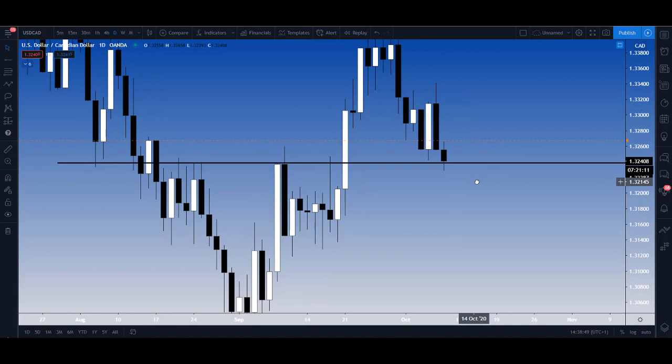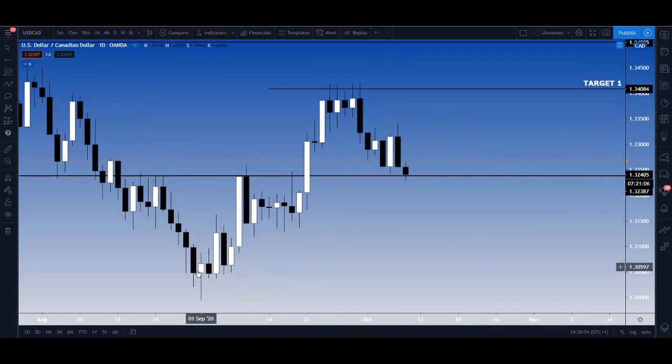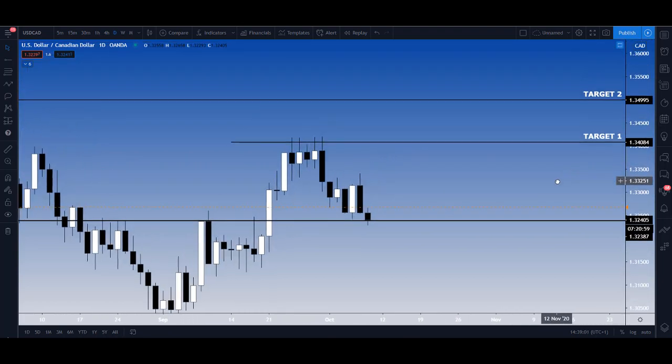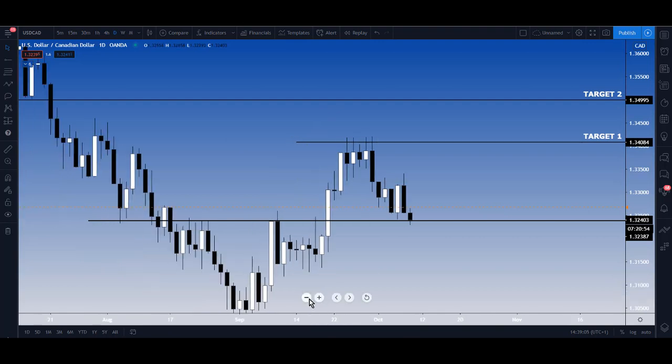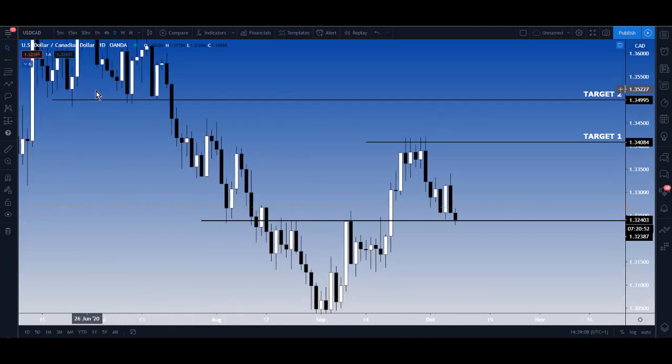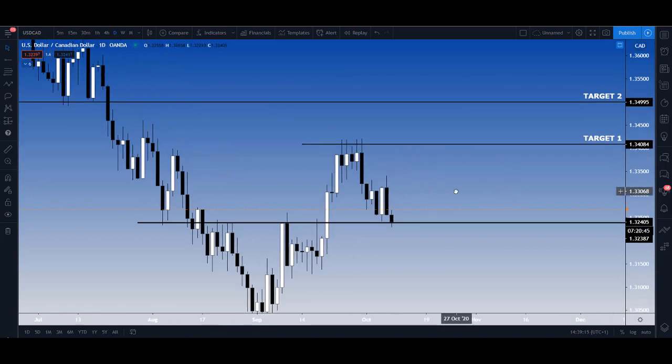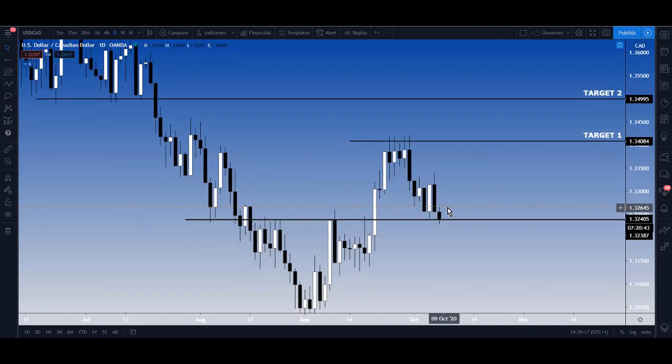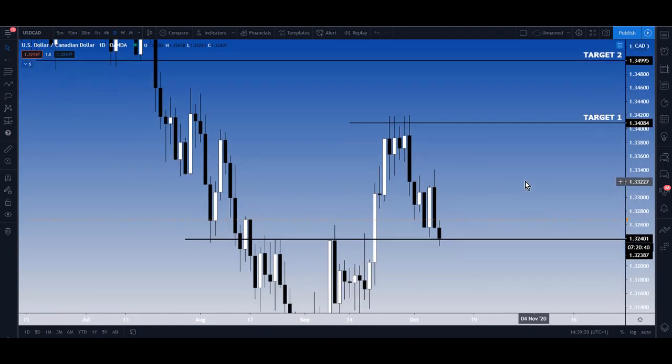So this is a great time to start looking for buyers on dollar CAD, because we've had this movement to the upside. Potentially this is a phase 2 or a correction, and then we're looking for another push. I've got targets here for any longs. Target 2 is the previous support here, which may become resistance, and target 1 is the last resistance area here. So keep your eyes on dollar CAD, because we may see buyers come in now, or very, very soon.